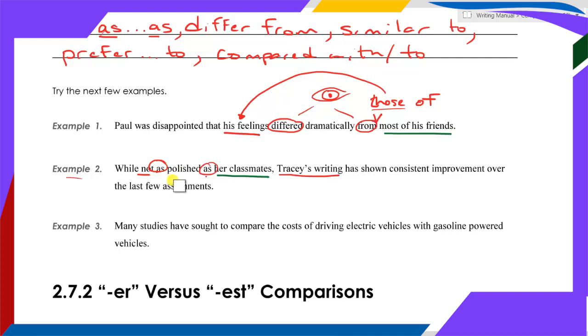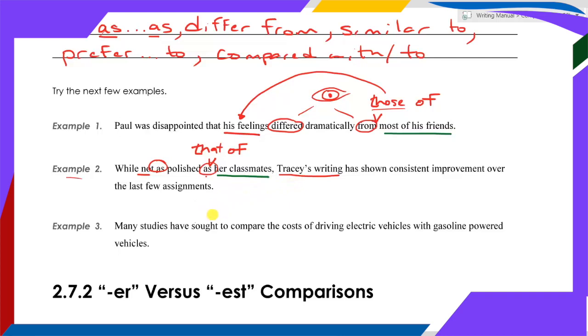So again, we cannot say that Tracy's writing was as polished as her classmates unless indeed her classmates have been recently polished and we are really trying to compare Tracy's writing to how polished her classmates are. Most likely what the author of this sentence intended to write was that Tracy's writing was not as polished as the writing of her classmates, or the more elegant fix, that of her classmates. So again, we had an unclear comparison there, an illogical comparison that needs to be changed.